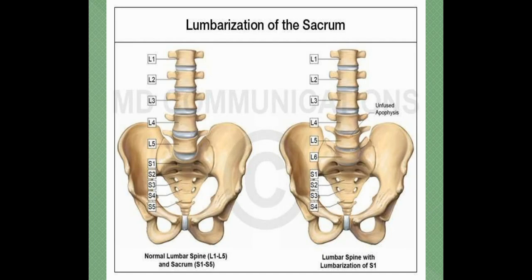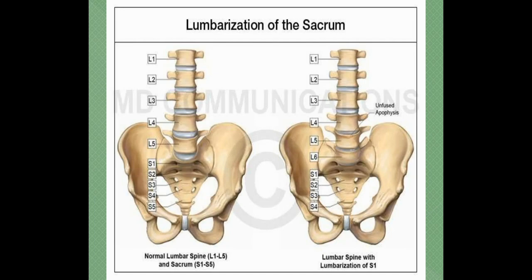So we can see in this picture there is lumbarization. On the left hand side there is a picture showing the normal lumbar spine from L1 to L5. Total 5 lumbar vertebrae are present in the normal human spine, and we can see S1, S2, S3, S4 and S5. Total 5 sacral vertebrae are visible on the normal human spine.